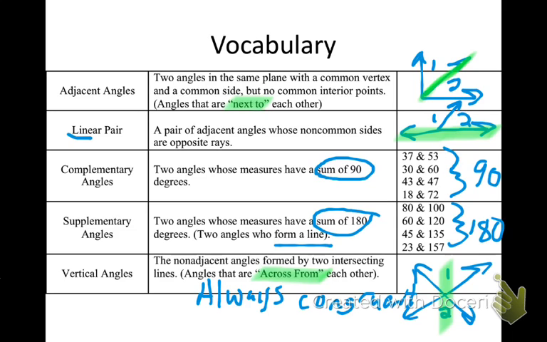Yes, but you can also have supplementary angles that are not a linear pair. As in, they're on 2 different lines, but they're still supplementary, as in they would add to 180. If they were next to each other, they would form a linear pair, yes. But they do not necessarily have to be a linear pair to be supplementary. Good question, though.